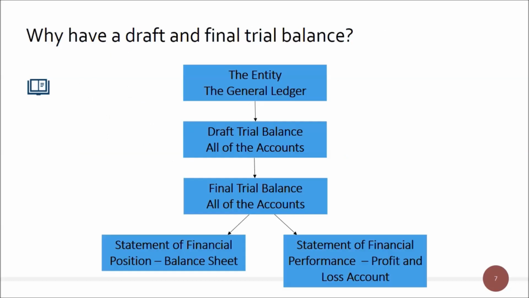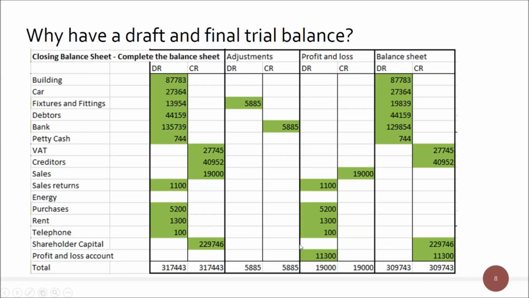Right, so let's go through aim two then. Why have this draft and this final trial balance? Seems a little bit odd, really, to have a trial balance as a draft one to start with, and then a final one next, before we get into cutting it into these two financial statements. Well, I'm going to give you a little sort of picture really of what we're going to do later on in terms of the questions.